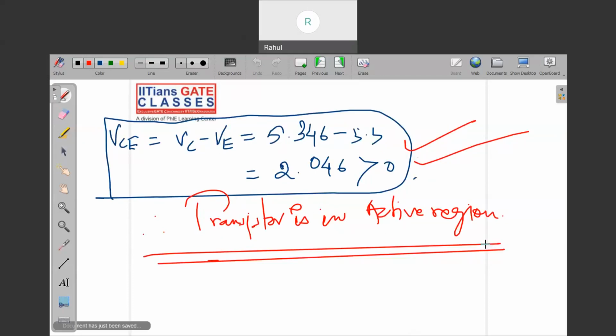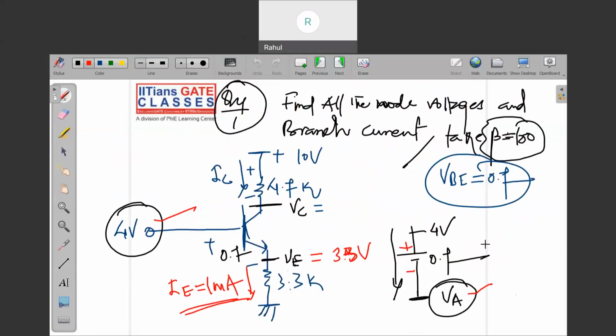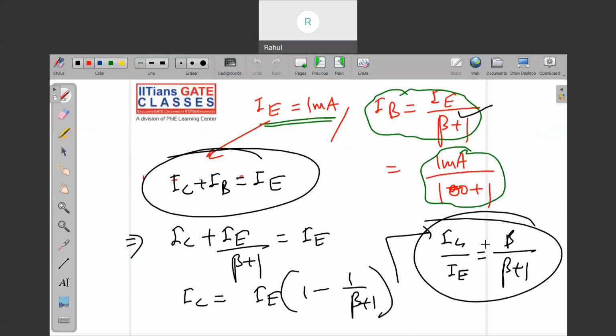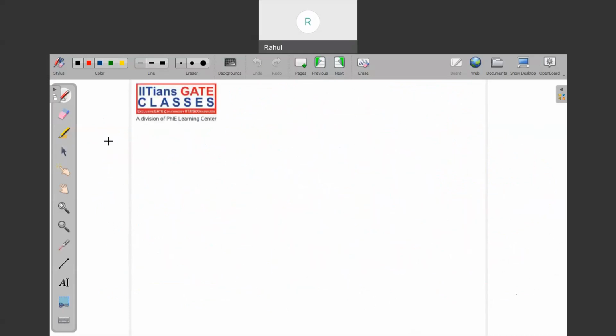They will not ask all the node voltages and currents. They will ask some voltage, or they can ask you to identify whether the transistor is in cutoff, linear, or saturation, so you have to justify. So a very important note I'm giving you, which you will find most of the time in GATE or any PSU or HL examination.